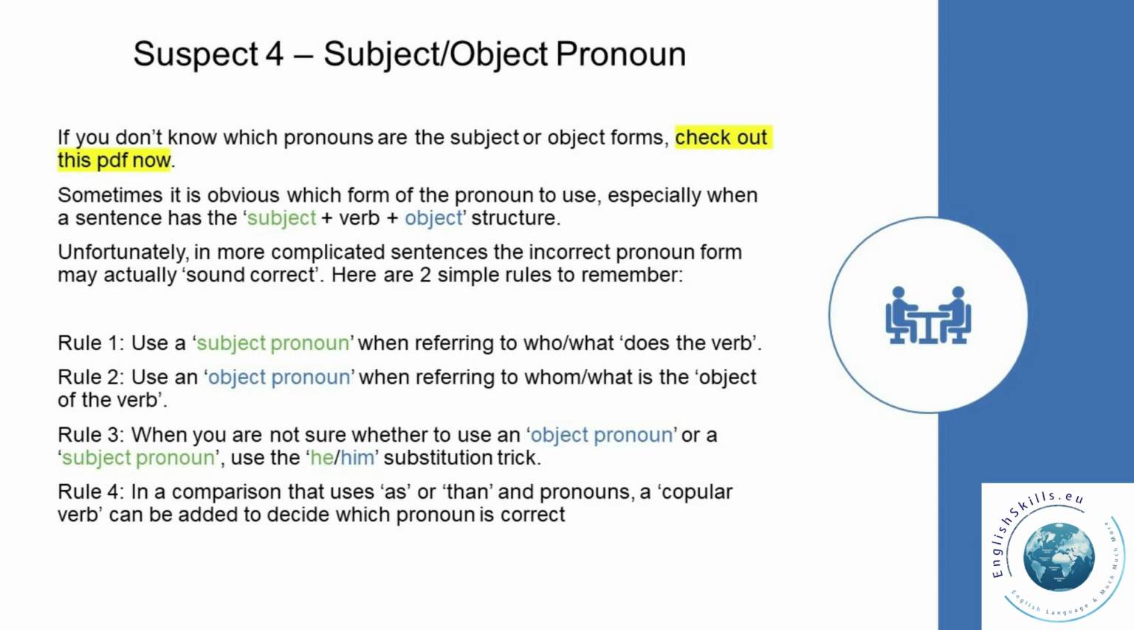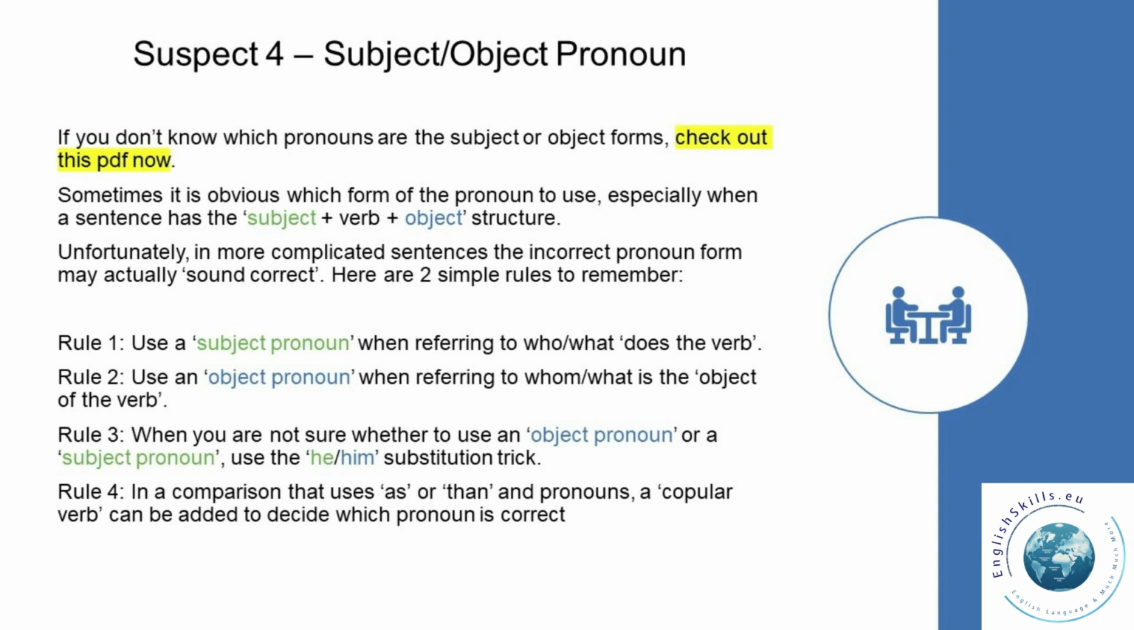Rule 1. Use a subject pronoun when referring to who or what does the verb. That's what a subject does. It's the agent. Rule number 2. Use an object pronoun when referring to whom or what is the object of the verb. In other words, what receives the verb. We'll look at some examples shortly.